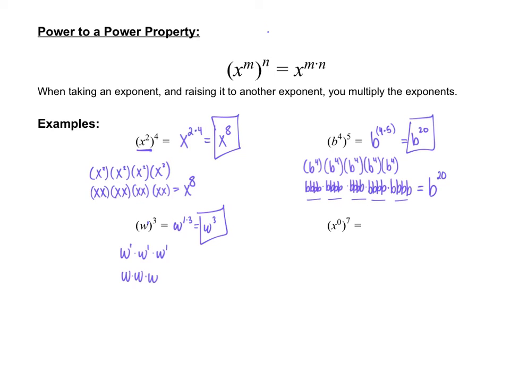And this last one, x to the 0th raised to the 7th. Using our property, multiply the exponents. 0 times 7 gets us x to the 0th, which is 1. How do I know that it's 1? Anything that I plug in for this x, when I raise it to the 0th power, it's always 1. Anything to the 0th power is 1. A second way I could have done this is I could have recognized right away that x to the 0th power is 1, and if I raise 1 to any power, it's still 1.